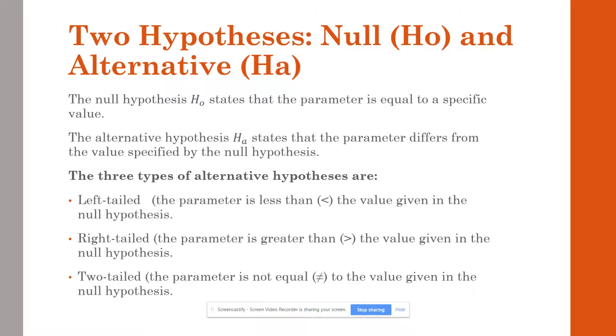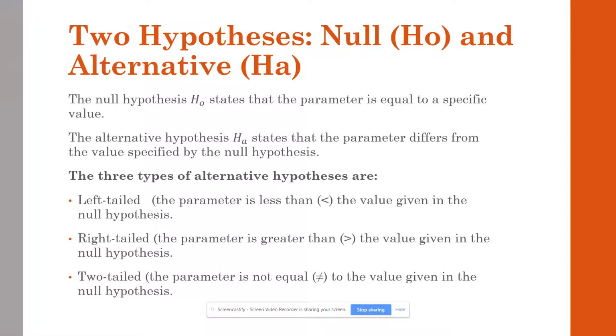So now we're going to do two hypotheses, the null, which we write as H0, and the alternative, which we write as HA. In other statistics classes, the alternative might be written as H1, and the H0 would be basically like H0. So the null hypothesis states that the parameter is equal to a specific value. The alternative hypothesis states that the parameter differs from the value specified in the null hypothesis.